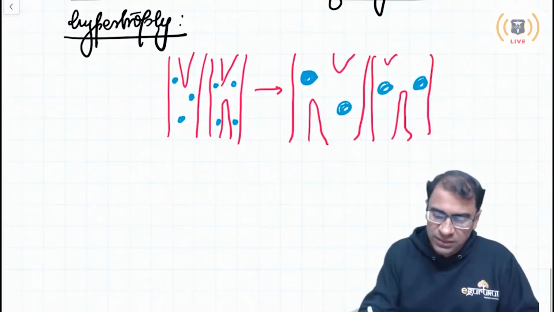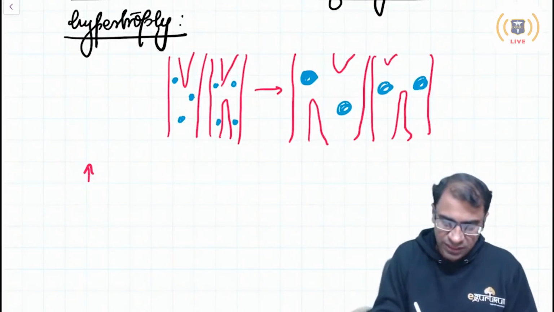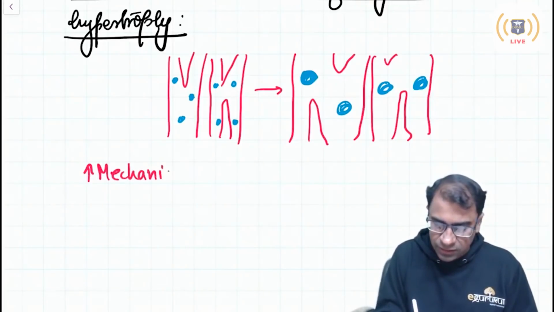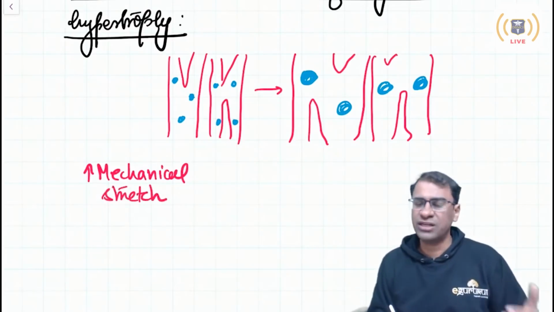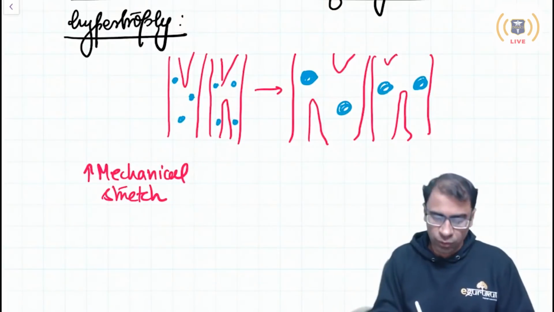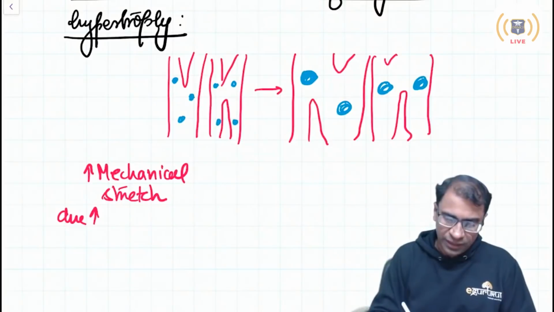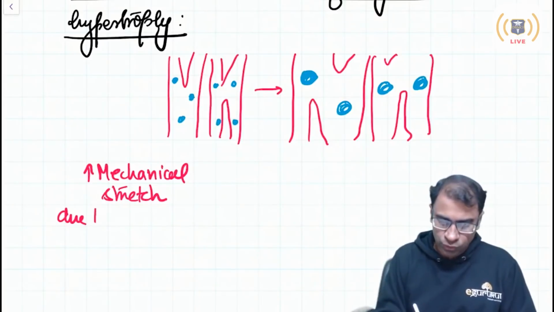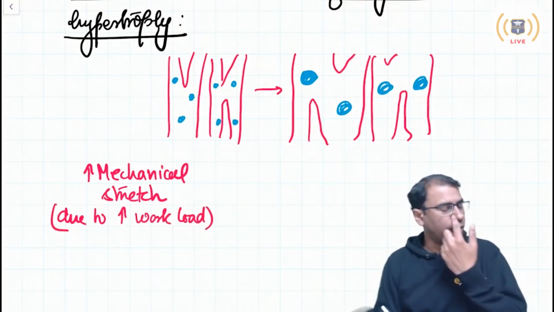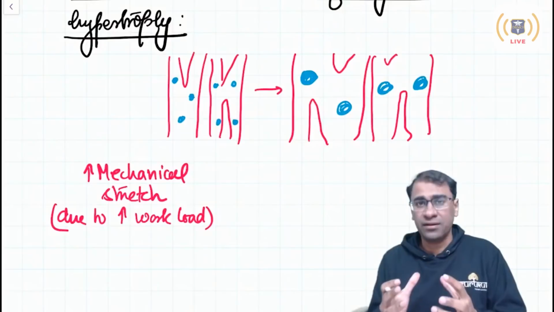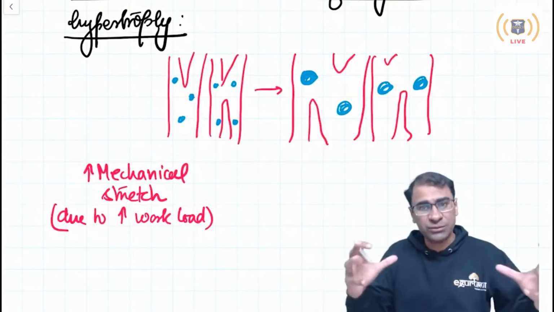See, what happens is there is increased mechanical stretch. Whenever there's an increase in mechanical stress due to hypertension or whatever, this is due to increased workload. Now, as you understand, because of more workload, the myocardium has more amount of blood. So because of more blood in the myocardium, heart muscles will stretch more.